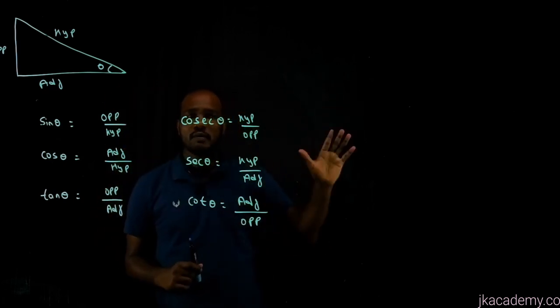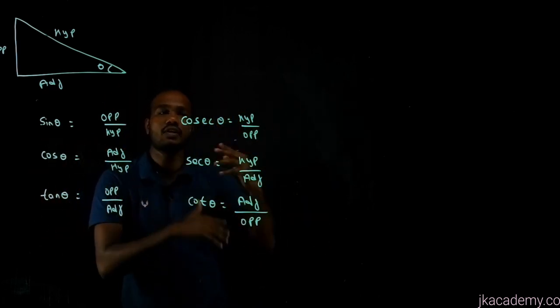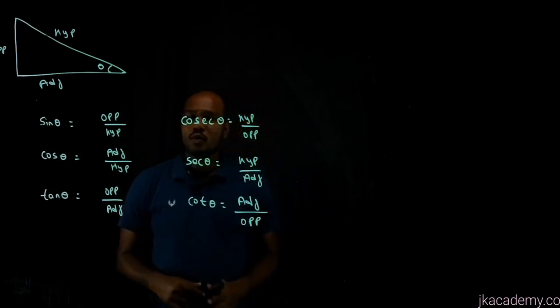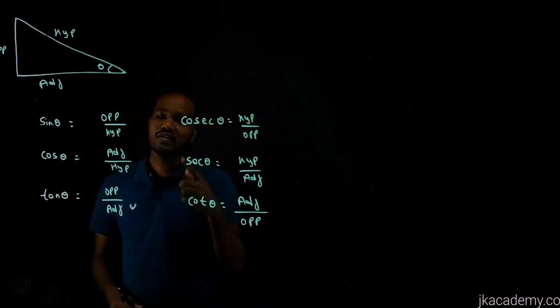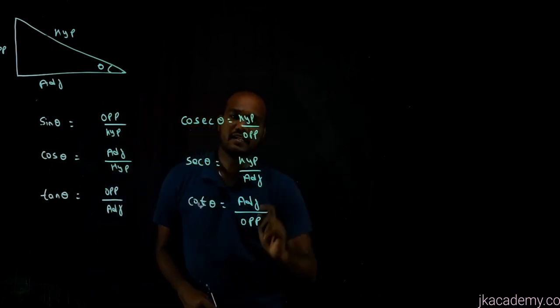Cosecant theta, we don't remember what is cosecant theta. What we remember is sin theta. Sin theta reversed is cosecant theta. That's what we did. Next, we have to know secant theta. I don't know anything about secant theta, but cos theta I know. What is cos theta? Adjacent by hypotenuse. Reverse it, I'll get secant theta.